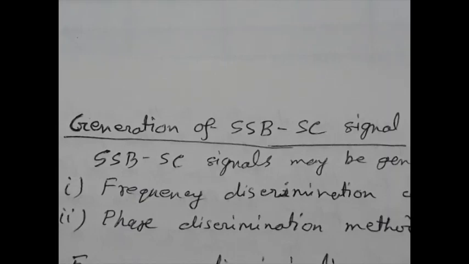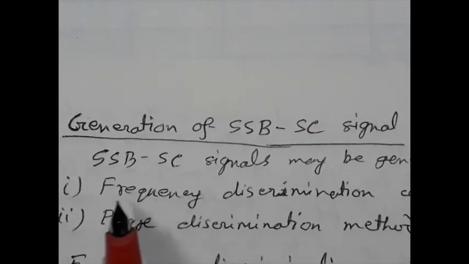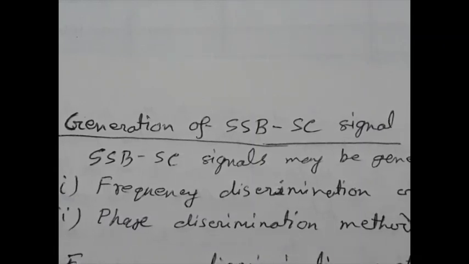Now we will consider the generation of SSB-SC signal. There are two types of methods available for the generation of SSB-SC. One is called the frequency discrimination method or filter method. Another is the phase discrimination method or the phase shift method. So these are the two methods available for the generation of SSB-SC. So let us try to understand frequency discrimination and phase discrimination method one by one.